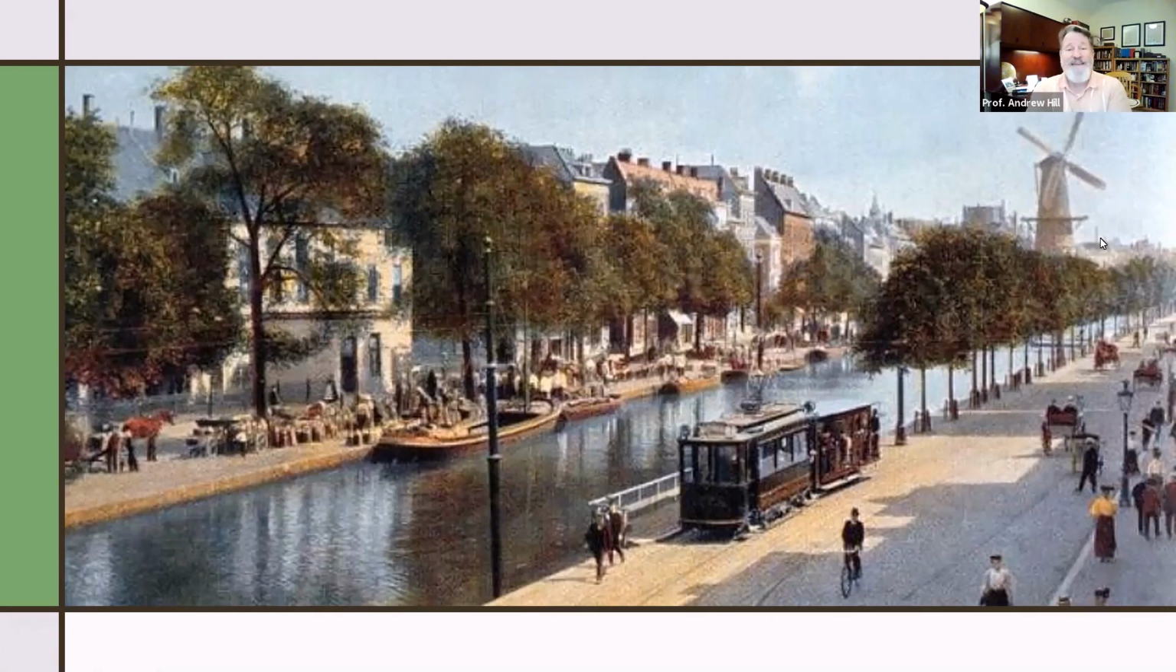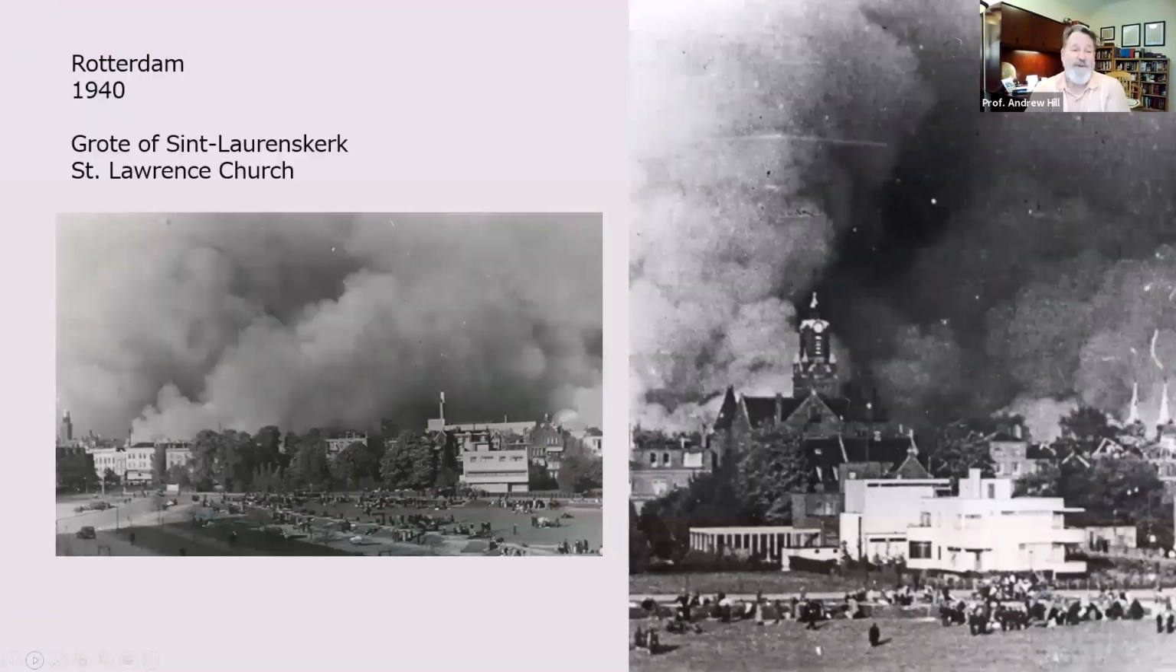And what happens at the beginning of World War II is that the Netherlands is invaded by Germany, and the Germans roll across the border and they bomb the city. And they set the city ablaze with incendiary bombs. And here are pictures of the city of Rotterdam and the St. Lawrence Church, there on the right, as the city begins to burn.